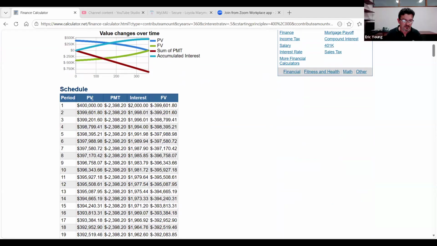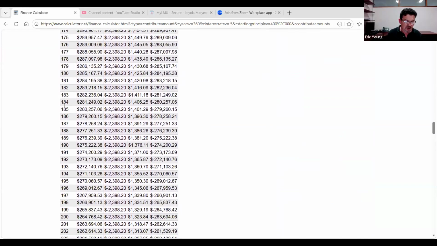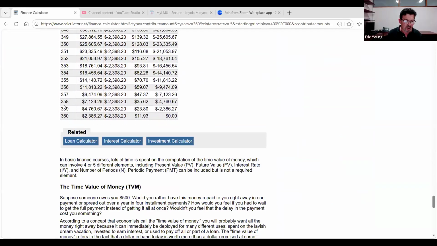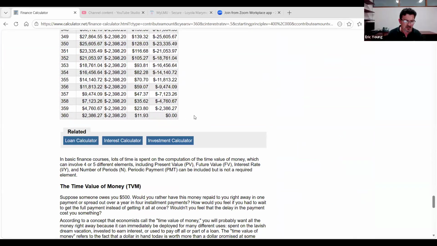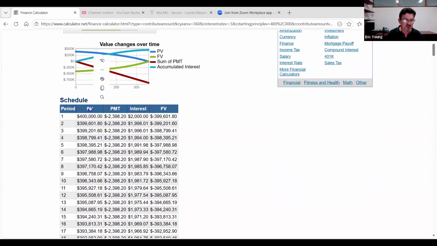So you can see here the first column is the period, that's the month. It goes from 1 all the way down, way down to 360. So we get all the payments down to the last one. We see in the columns the present value, which is the loan balance. We see the payment, which is how much you're going to pay. Notice that your payment is 2398.20 all the way down because it's fixed. We know that within that payment, one part goes to the principal, one part goes to the interest. We see the interest component.